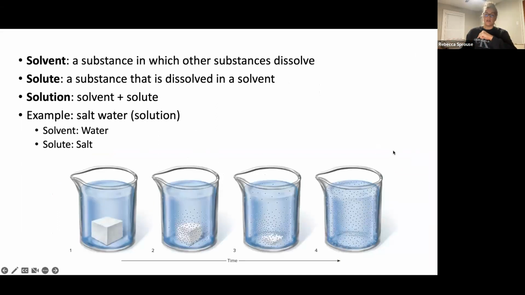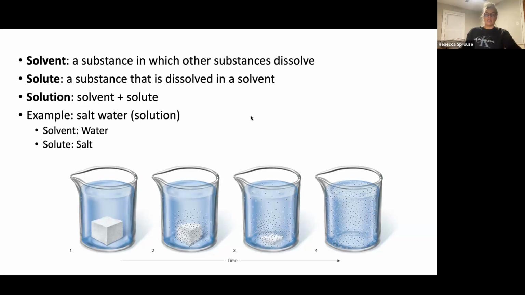Another thing I need to hit on is the definitions of solvent, solute, and solution. So this is some chemistry thrown in here. A solvent is a substance in which other substances are dissolved. A lot of times your solvent is going to be water, right? If we're talking about the blood, all of our cells and our ions and things like that are in this liquid called water or plasma.